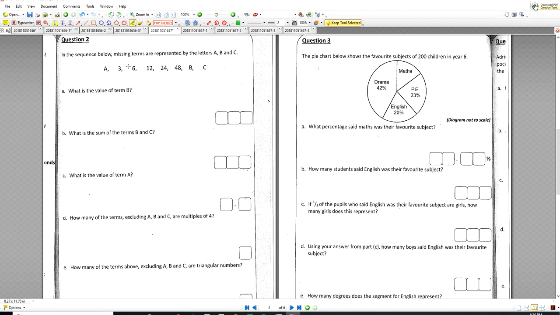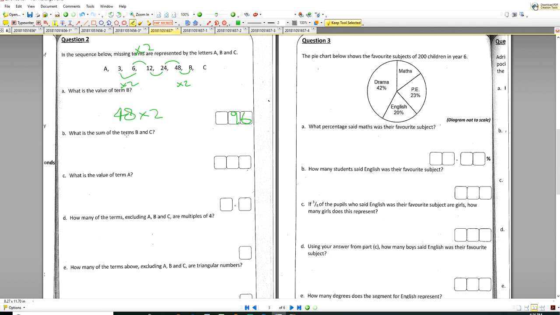Okay, in the sequence below, missing terms are represented by the letters A, B, and C. What is the value of term B? So before we do that, we need to work out the pattern. So 3 to 6, we are multiplying by 2, 6 to 12, we are also multiplying by 2. So it's like a doubling pattern. So 48, if you times it by 2, that'll give you a B value of 96. So 48 times by 2, 96.